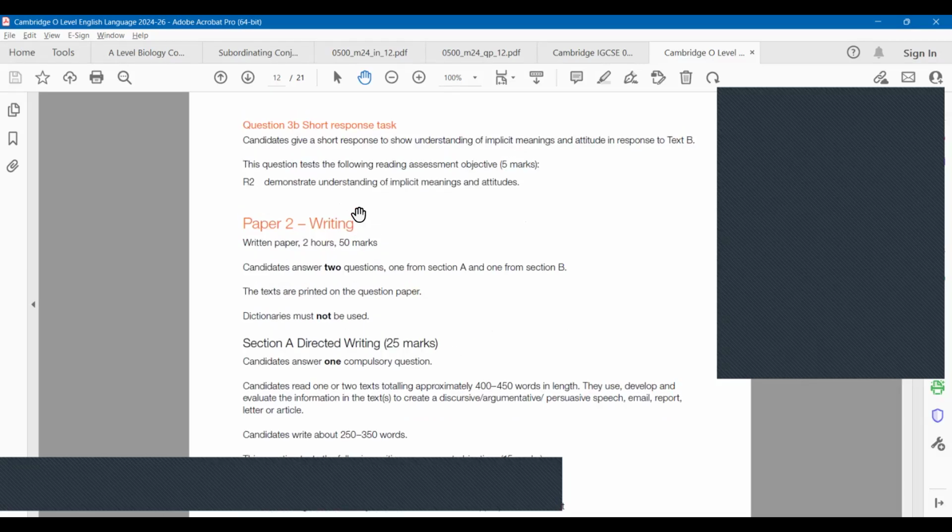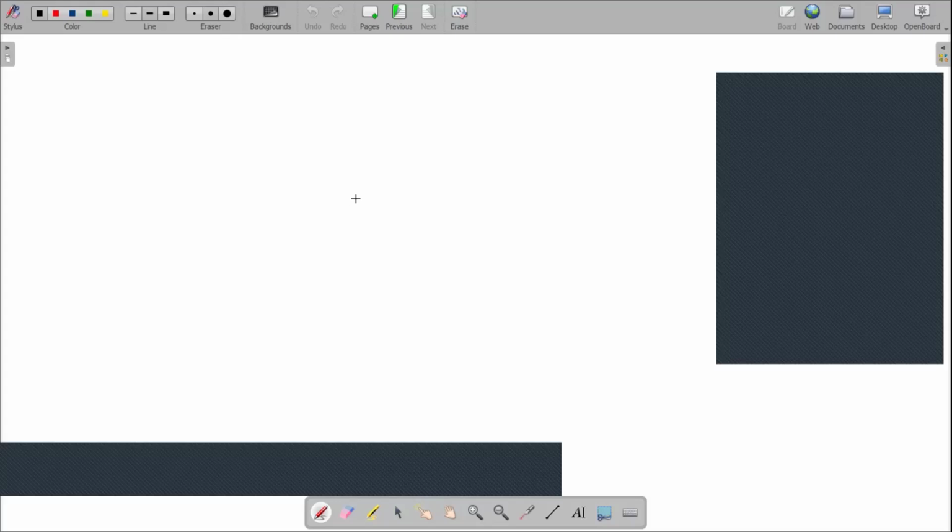Now we're more than halfway through. Can you see the whiteboard again? Just to make sure. Okay. Now let's talk about the language skills that are required.